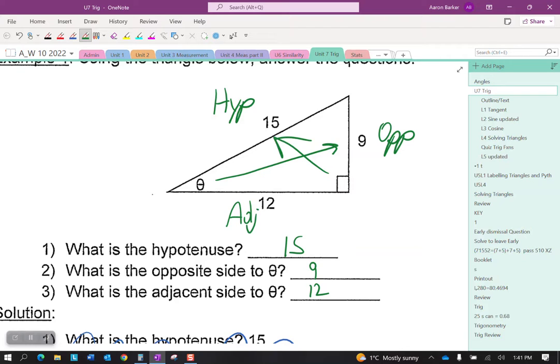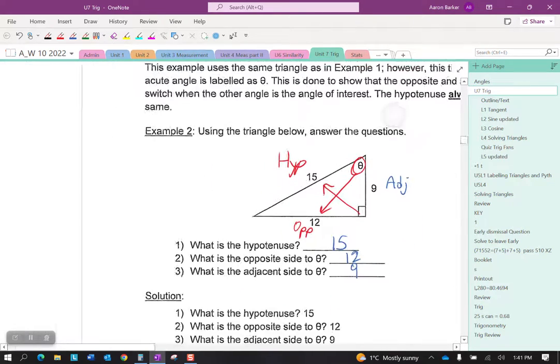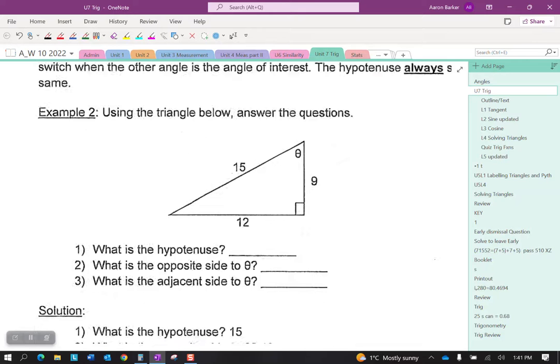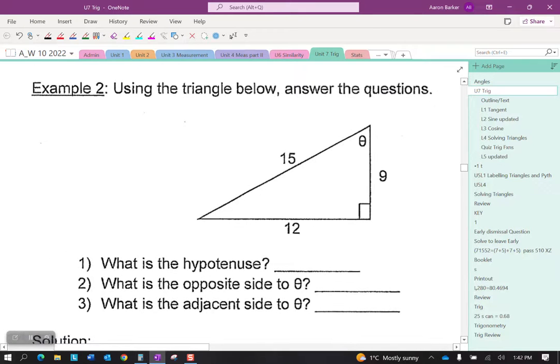Questions, comments, or concerns? Okay, go to example 2. Look down below at the bottom, example number 2. Label your HOA. What do you notice about this triangle? No, it's not backwards. What's backwards, though? Like, are the numbers different at all?